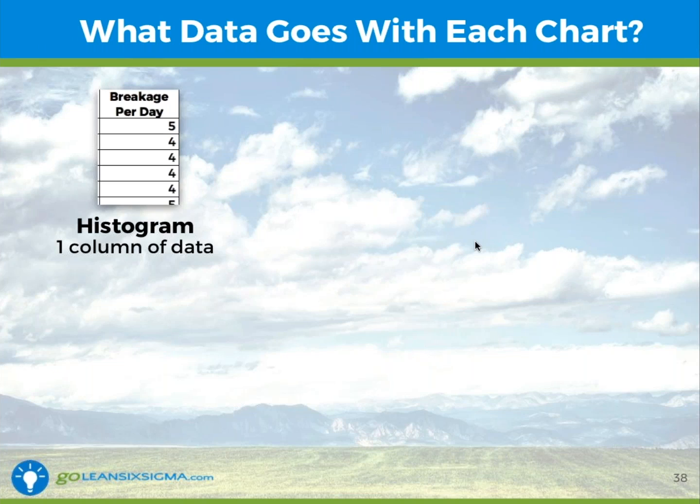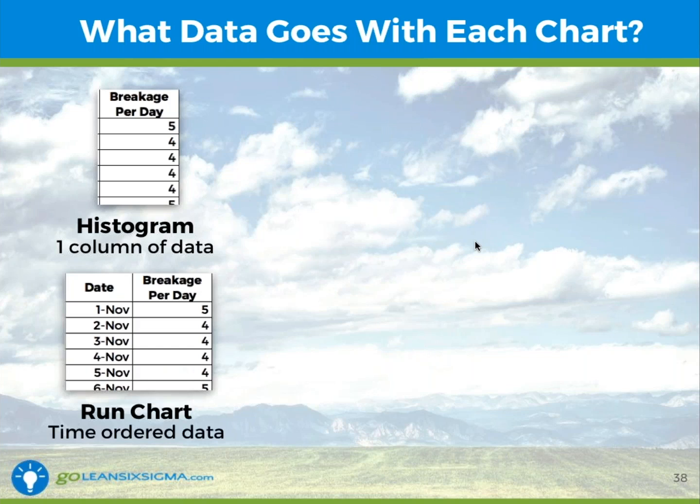A histogram is just pulling a column of data. So in this case, breakage per day, they had a column, they looked at the month of November, they just wanted to know how many bowls broke each of those days. The next one is the run chart. It's that same column of data, but now they've added the time, the date, in the left-hand column. And most stat packages let you include that column of data so you can show when things happened, right? So if you want to see things over time, it helps to be able to pinpoint when those data points happened. So that's really helpful.